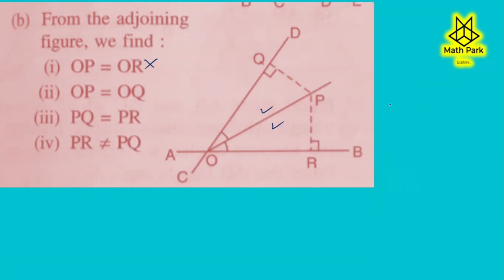Which triangles? You have triangle PQO will be congruent to triangle PRO by AAS. Angle, angle, and this common side by AAS. If the triangles are congruent, then the corresponding parts are equal. So you have PQ is equal to PR. So option 3 is the correct option.